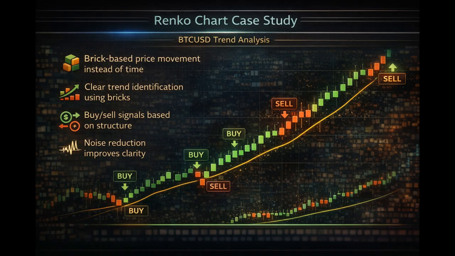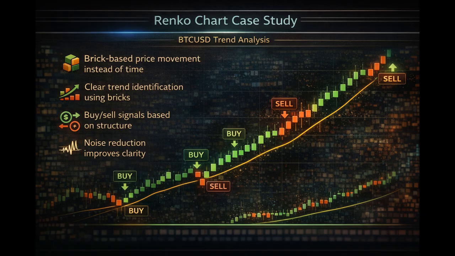For example, the chart shows several sell signals appearing near the trend line. These signals indicate areas where traders may initiate short positions. Trend lines are widely used in technical analysis to identify the direction of market momentum.